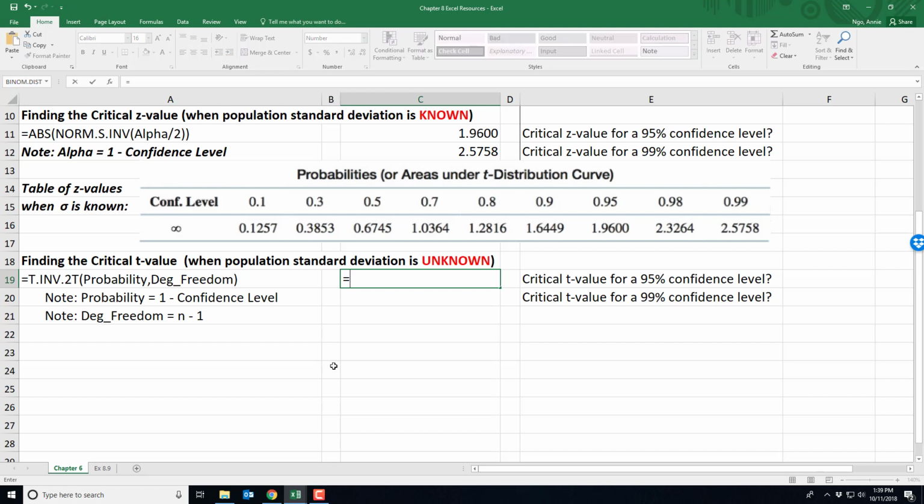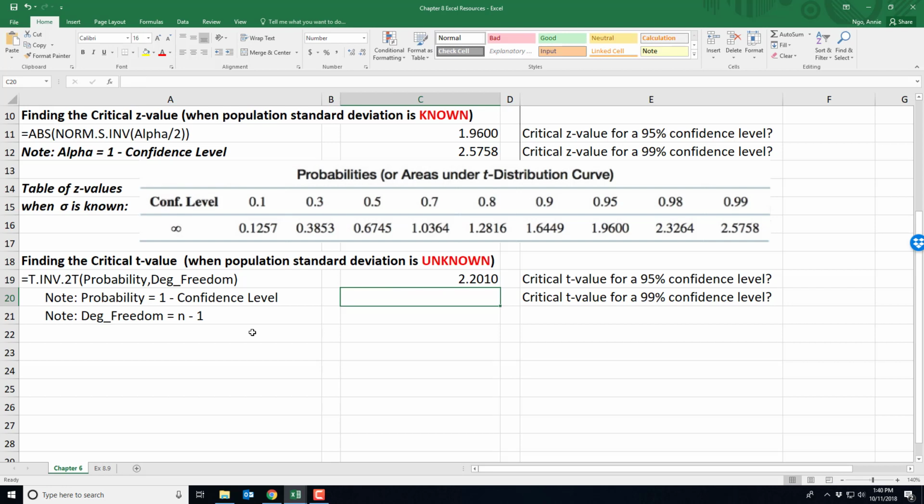So let's type in equals t.inv.2t parentheses. Now over here, we're interested in the critical t value for a 95% confidence level. Again, so our probability or our alpha is 1 minus the confidence level, so we're going to do 0.05, comma, and then our degrees of freedom is just our sample size minus 1. So I think in the example earlier, we had a sample size of 12, so then our degrees of freedom would be 12 minus 1, which is 11. And close out and hit enter.